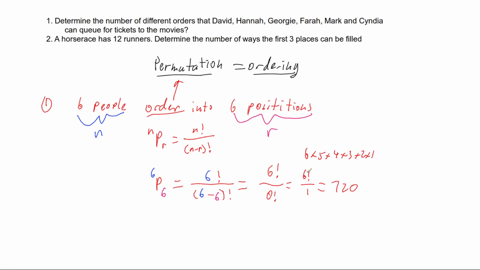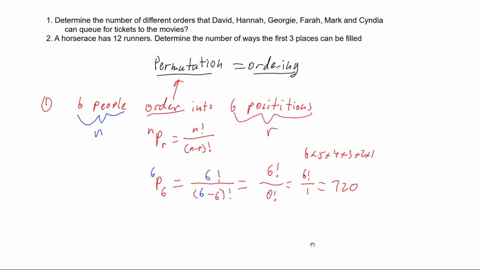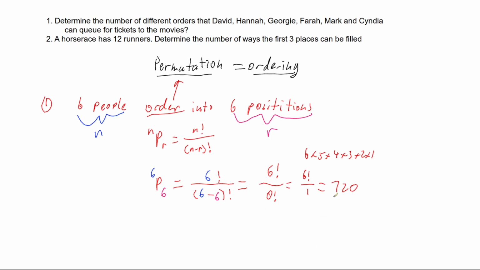So we could have just typed this as 6P6 into our calculator as well, if our calculator has a permutation button on it. Otherwise, we just go through what we know for the formula, simplify it, substitute in our numbers, and then we can go to our calculator and work it out. So that's the first one. There are 720 different ways that we can order those 6 people into a queue.